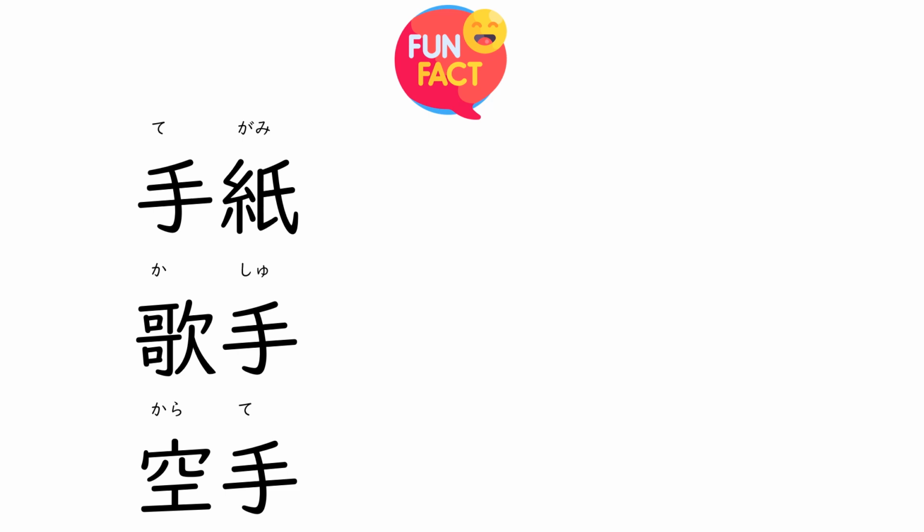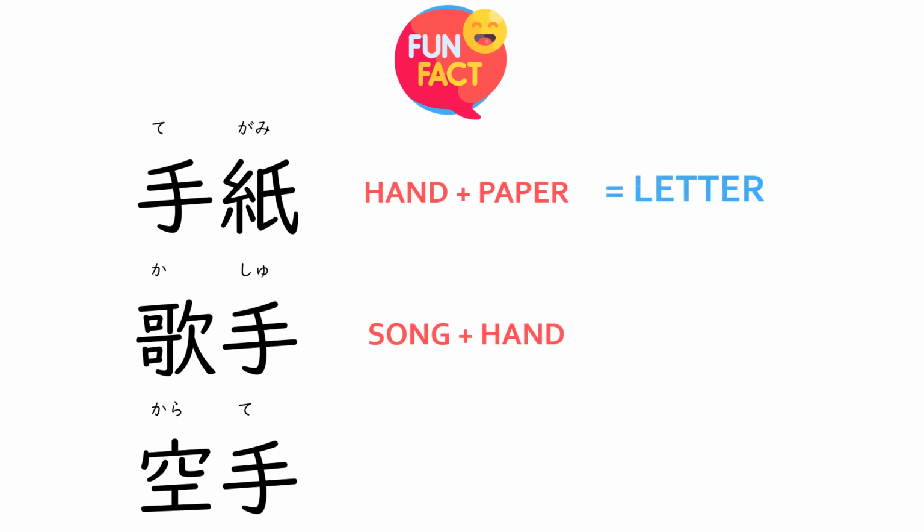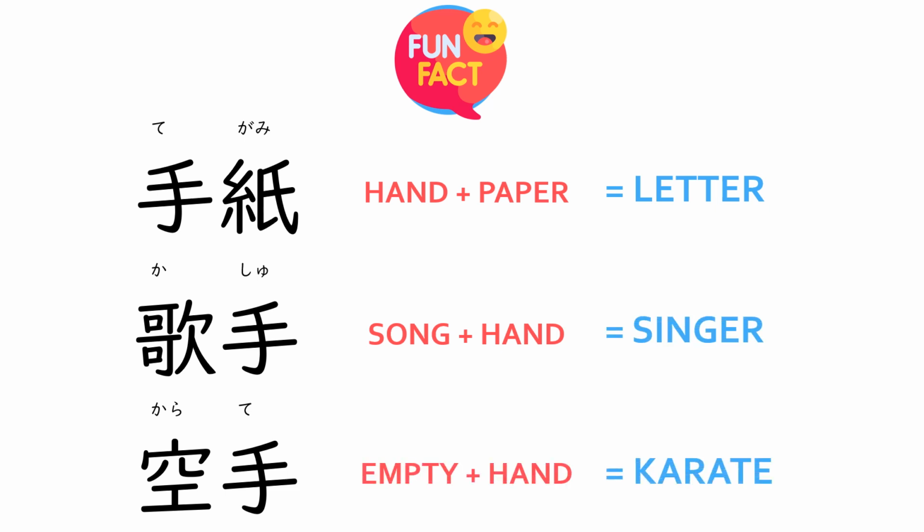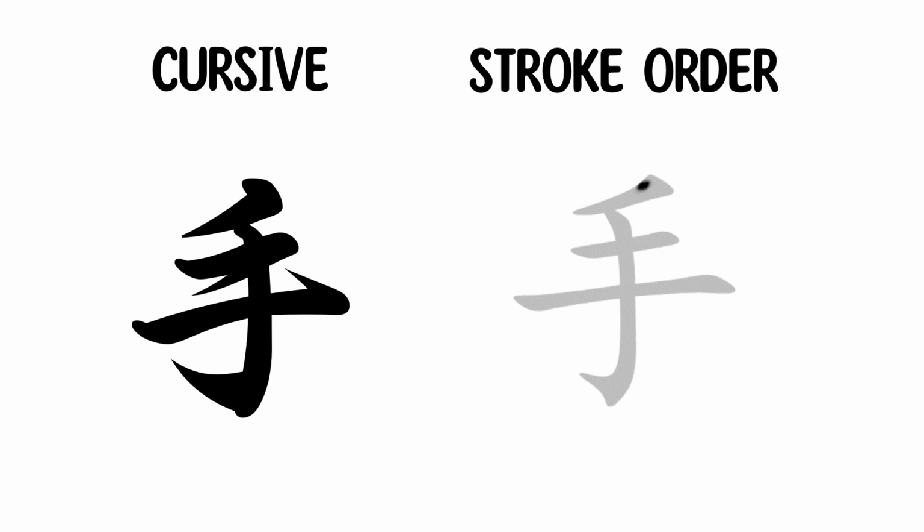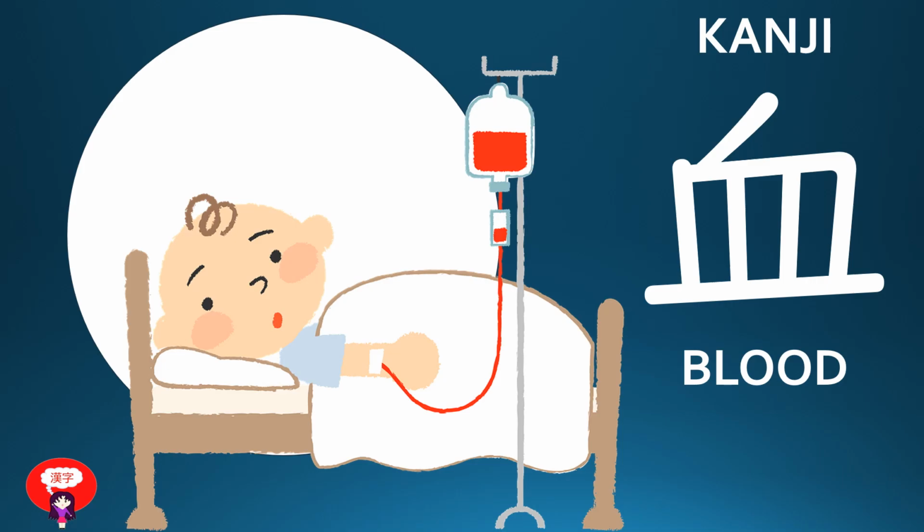Fun fact, the kanji hand is used in some very interesting combinations of words. For example, we have tegami, hand plus paper equals letter, kashu, song plus hand equals singer, karate, empty plus hand equals karate. This kanji has 4 strokes and it is a JLPT N5 level. To write it, you will want to start with the 3 horizontal lines and finalize with the line in the middle.